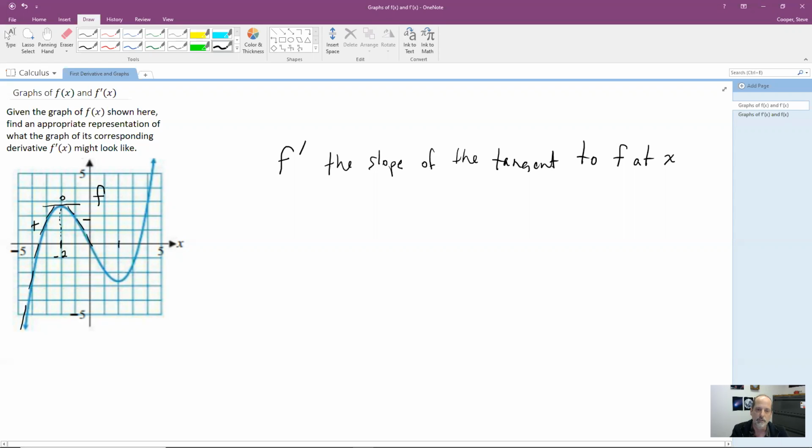And then another interesting point is at +2, because once again the negative slope flattens out again, and we have another 0 at 2. And then it picks back up with positive slopes.